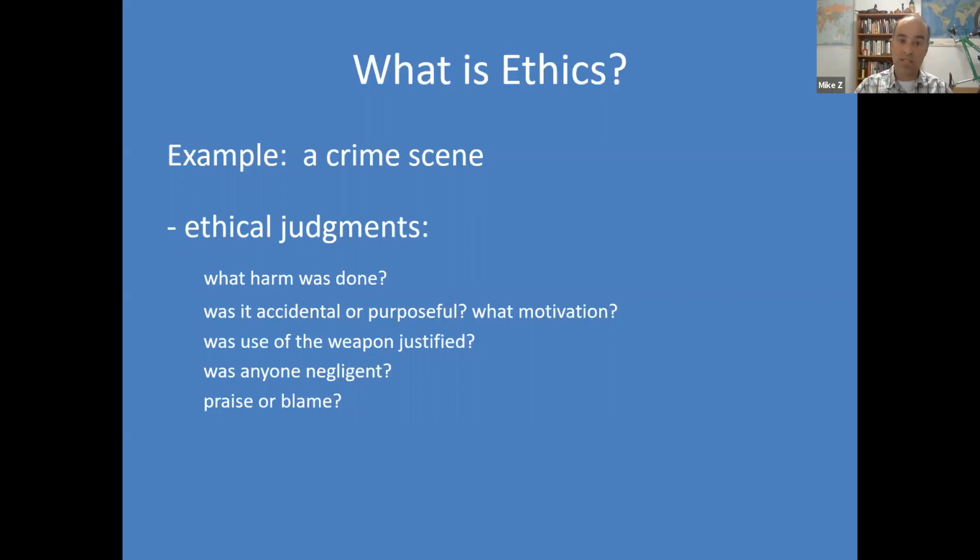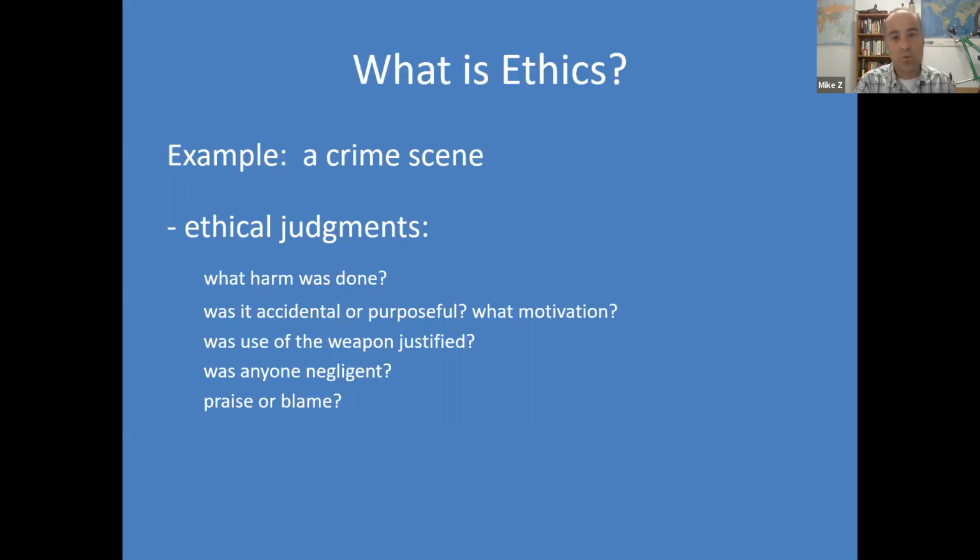Was what happened accidental or was it purposeful? That's getting more into a judgment. What was the motivation? Was it a good motivation or a bad motivation? Again, good or bad, that's an ethical judgment. Was what happened justified? Especially if a weapon was used or just some object was used as a weapon, was the use of that thing justified? Whether something is justified or not, well, that's a judgment call. You can't do measurements on the scene, a physical measurement to decide whether something is justified.